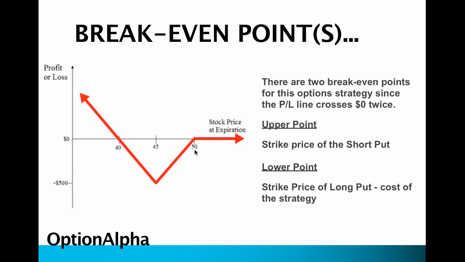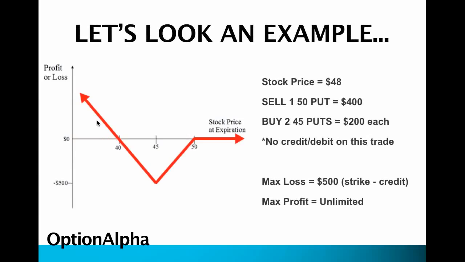Now, we actually don't make any money beyond that in this example, but again, you can create the strategy to make money on that upper end. The lower point is going to be the strike price of the long put minus the cost of the overall strategy at max loss. So in this case, it's going to be the strike price of the long put, which is 45, minus what our maximum loss would be, and that's 500, and you can see that our break-even point is 40. So 45 minus 500, or $5 per option contract, gives us a break-even point of 40. So the stock has to move considerably below 40 for us to start to make money on the strategy at expiration.